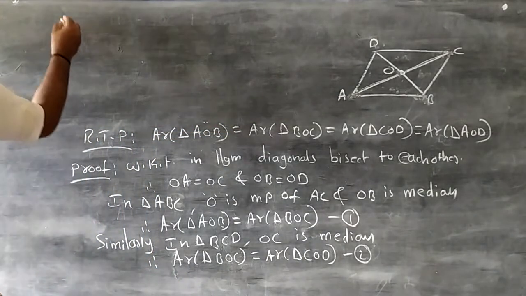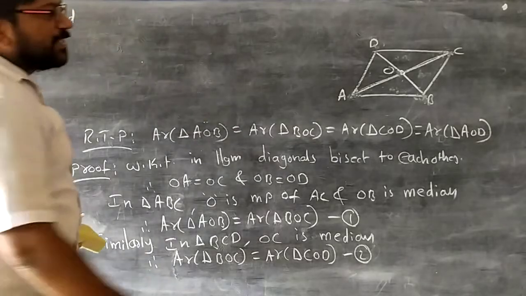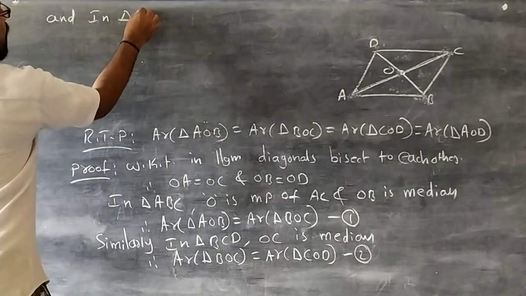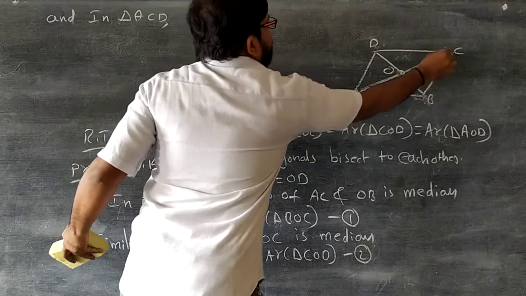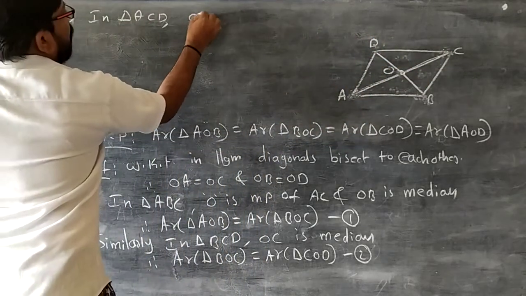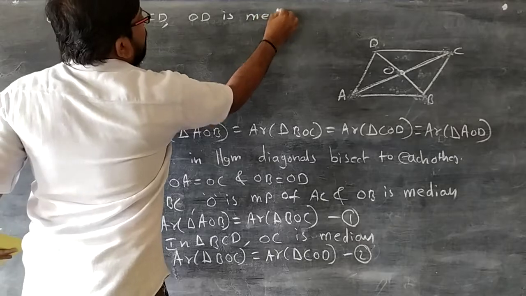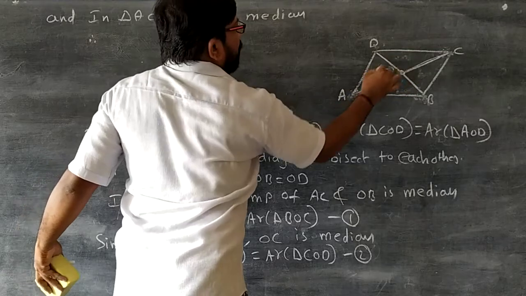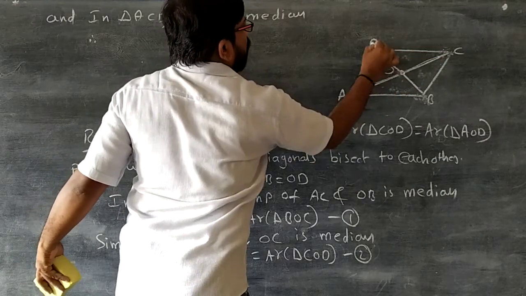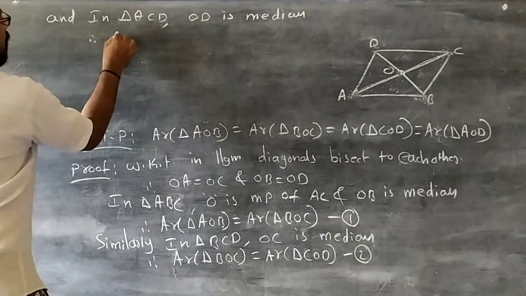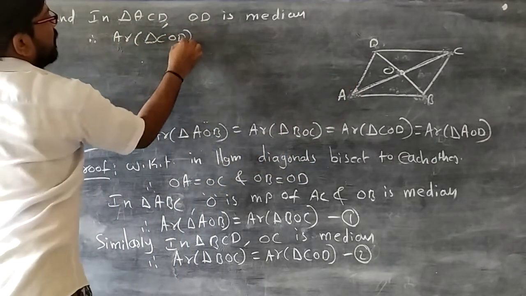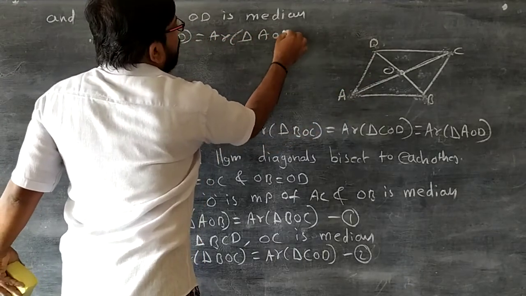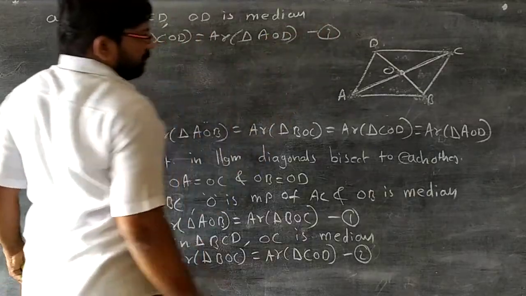Right? And next take this triangle ACD. In triangle ACD, which is median? OD is median. Right? Therefore, this median divides it into two equal areas. These two are equal. Means COD, DOA. Area of triangle COD is equal to area of triangle AOD. Right? Say 3. Right?